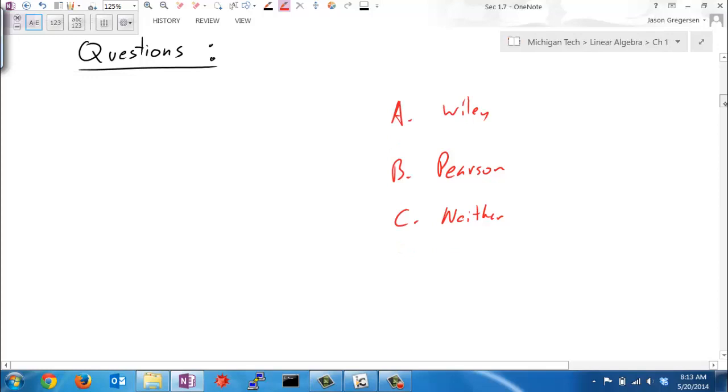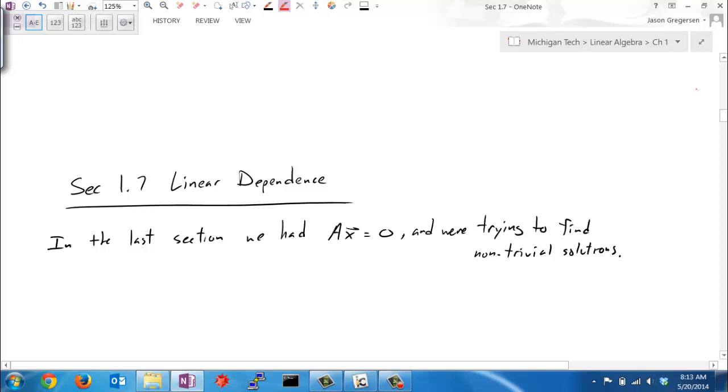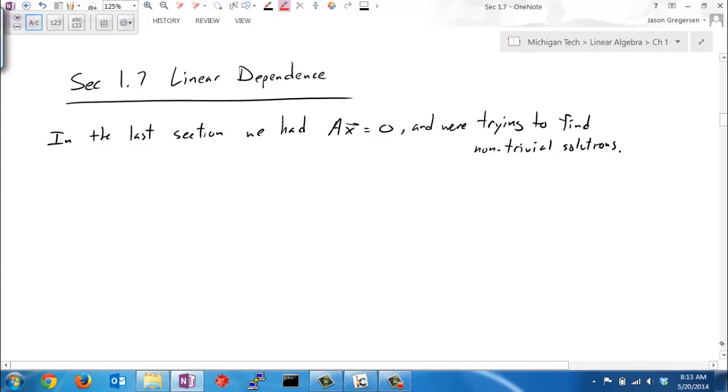All right, so maybe that's the case, or maybe we just haven't played with Pearson enough. I guess we'll see. So, if there are no questions, we'll move on to section 1.7, linear dependence. Hopefully you went through the reading. I really like the way they started this section to frame it in terms of what we've been doing.